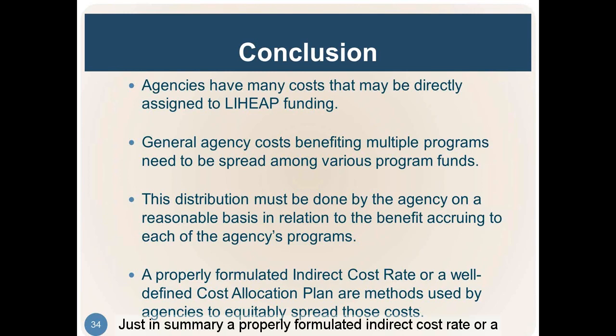So just in summary, a properly formulated indirect cost rate or a well-defined cost allocation plan. These are the methods used by the agencies to equitably spread those costs. And as a grantee, you need to review these things and make sure that these costs are valid and that they are actually spread in a valid way.